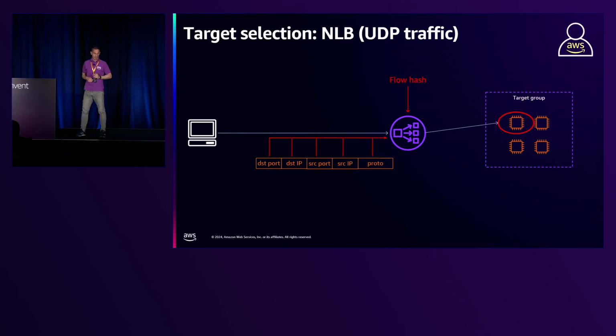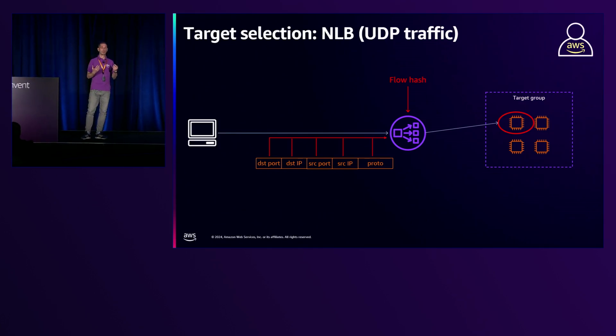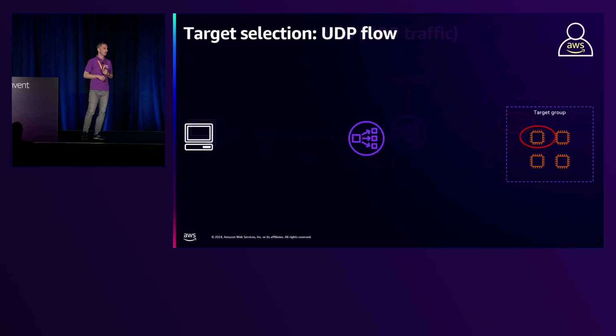Okay, when NLB is used with UDP listeners, the same flow hash algorithm is used for the target selection. Here, however, a 5-tuple is used to calculate the flow hash: protocol, source and destination IP, source and destination port. Here, the missing parameter compared to the TCP listener is the sequence number. And this is because we know that UDP has no concept of connections or sequence number.